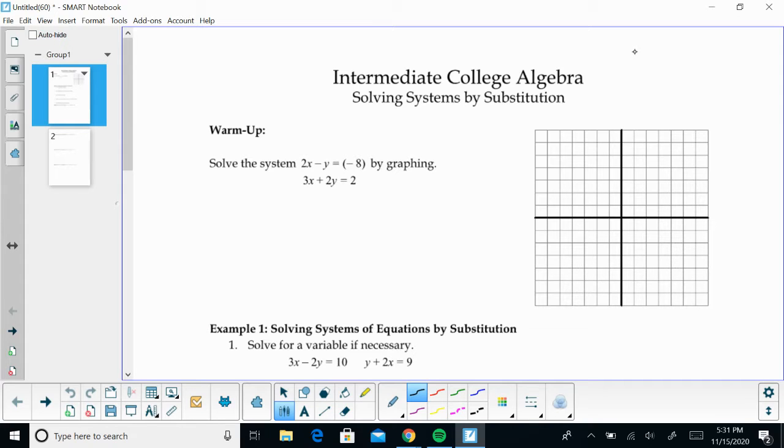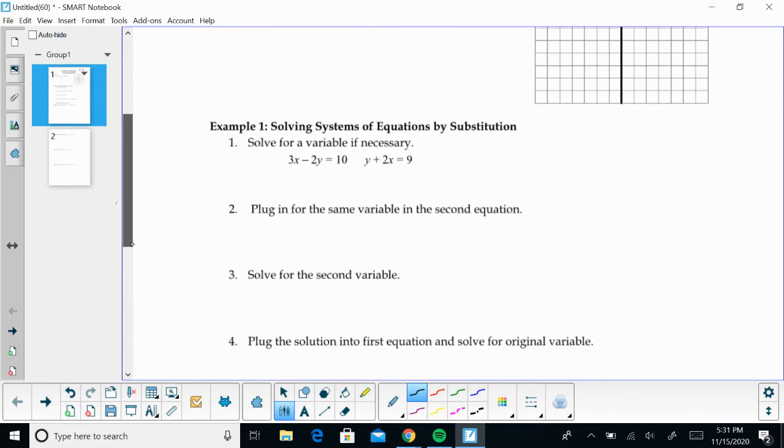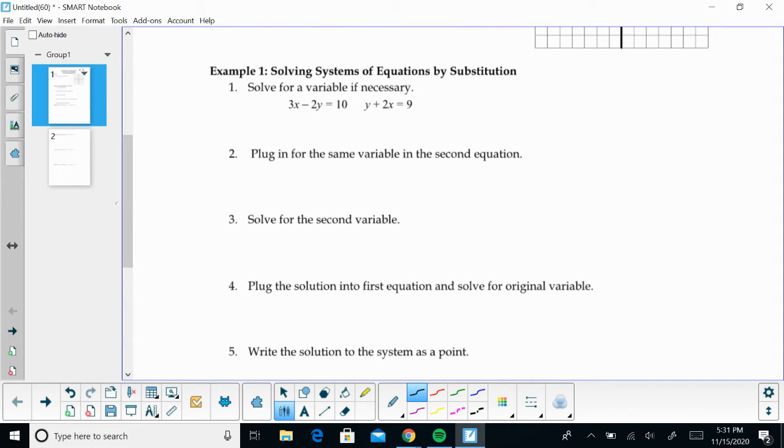Okay, now we're at lesson 5.3, solving systems by substitution. So to start off with, we're just going to go right into an example and work through this process together. So to solve a system by substitution, first you're going to solve for a variable if necessary.